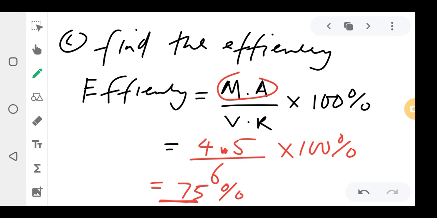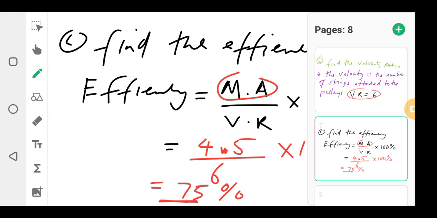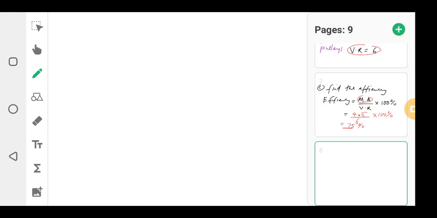That's the answer. These can come in a different way. That's how they come, in different ways. Now let's look at, for example, how they can bring this in a different way. You can be in the exam, and they can bring it in another way.